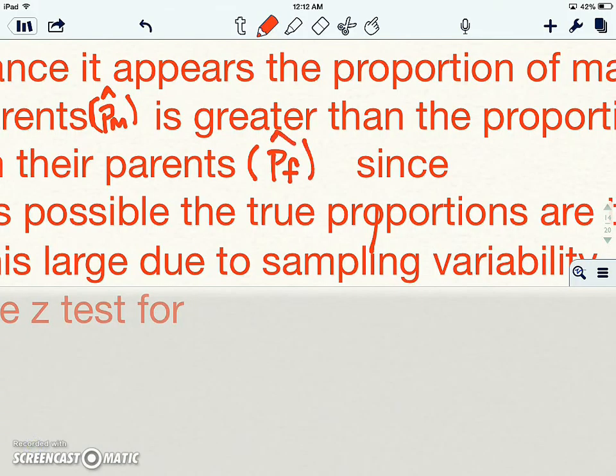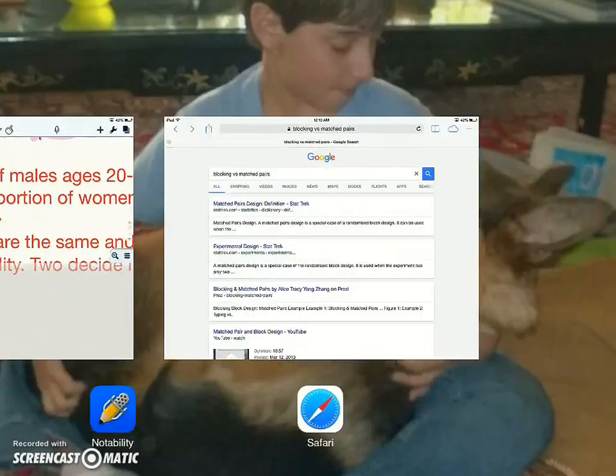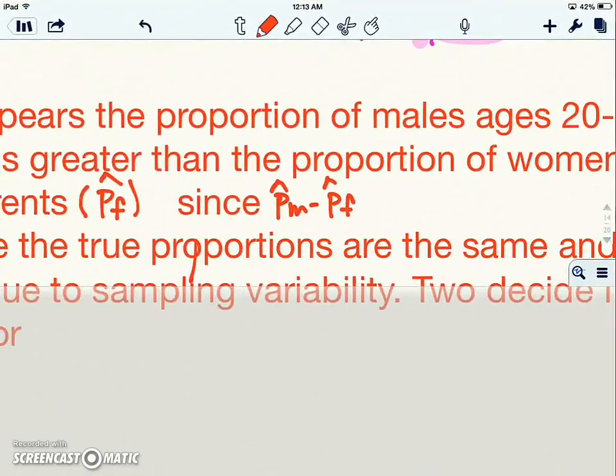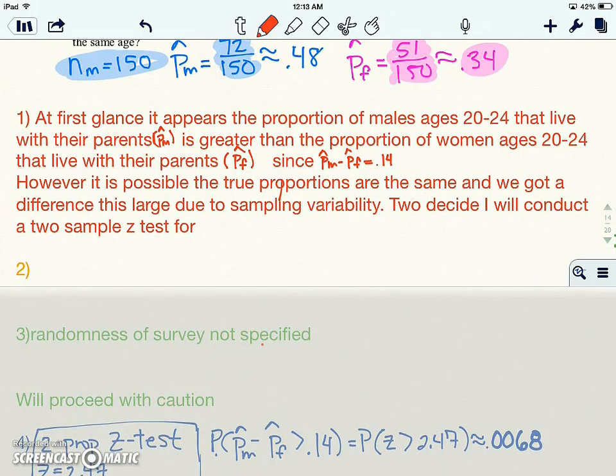Define those. Since p hat of m minus p hat of f is equal to 0.14, which is greater than 0. However, it is possible that the true proportions are the same, and we got a difference this large due to sampling variability. Again, it's sampling this time because we took a sample of people already living at home. We didn't randomly assign them to live at home.